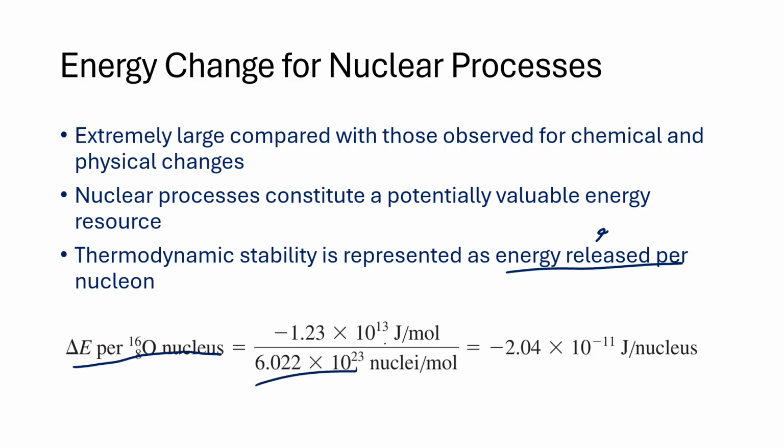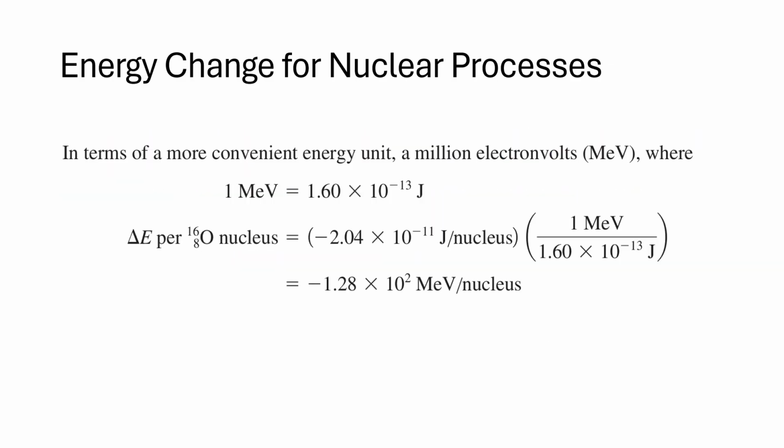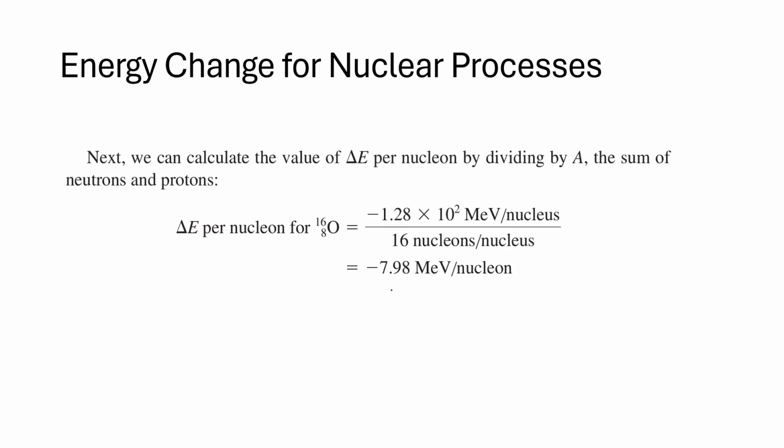And just so that we can check the energy released per nucleus, we divided by Avogadro's number, so it's negative 2.04 times 10 raised to negative 11 joules per nucleus. So in terms of a more convenient energy unit, we use million electron volts. And so we just convert that. It becomes negative 128 million electron volts per nucleus. Then you can calculate the value of the change in E per nucleon by dividing by A. So it becomes negative 7.98 million electron volts per nucleon.